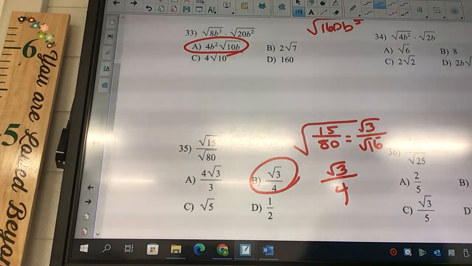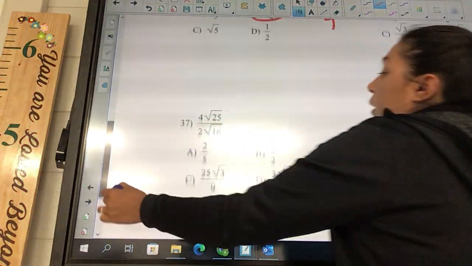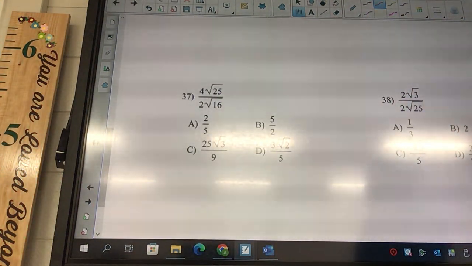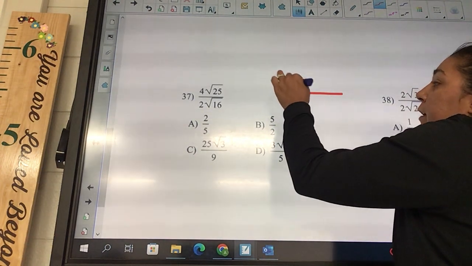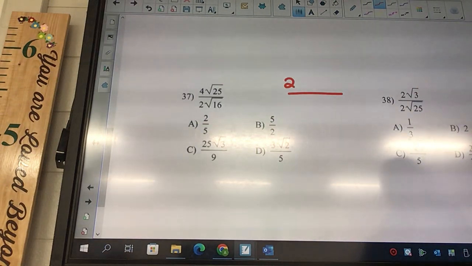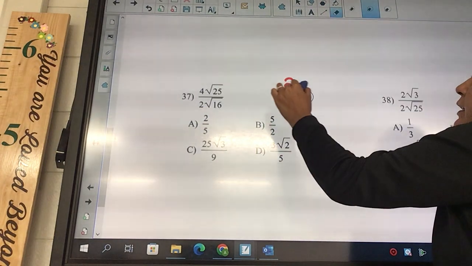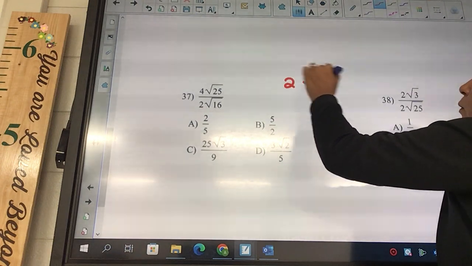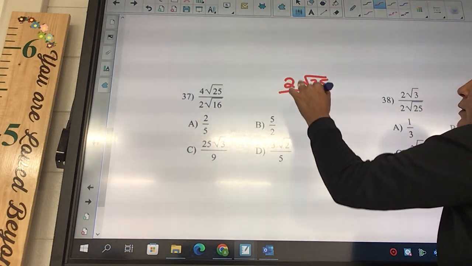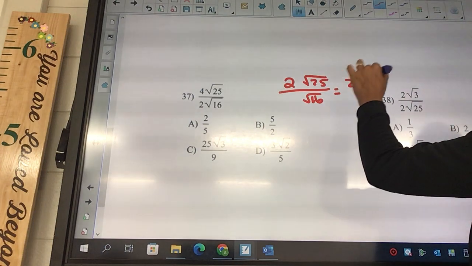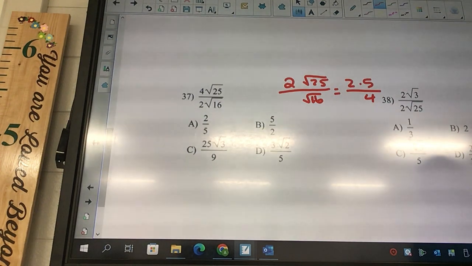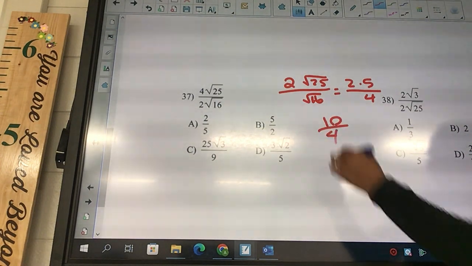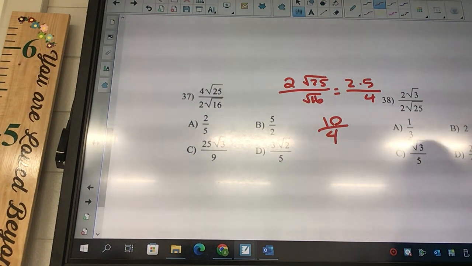Okay, we got one more. Okay, 4 over 2. What is 4 over 2? 4 divided by 2 is what? 2. So you're going to have a 2 on top for sure. Okay, and then we got 25 over 16. Same thing, what is the square root of 25? 5. And then the square root of 16 is 4. Okay, so we got 10 over 4. And that does reduce to 5 over 2.